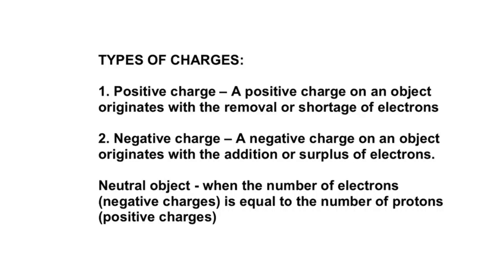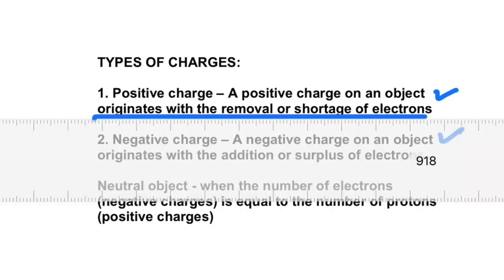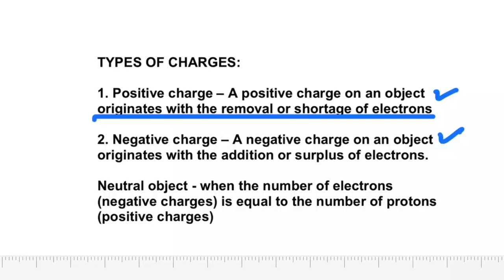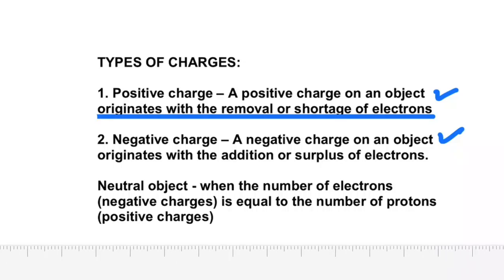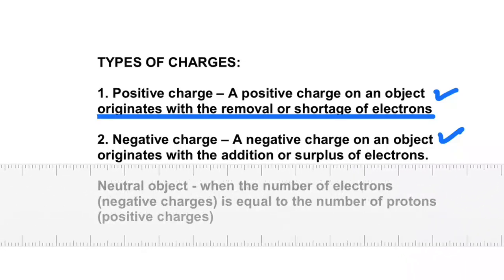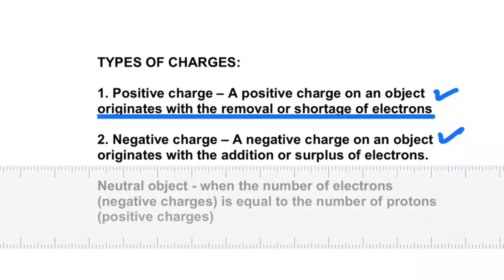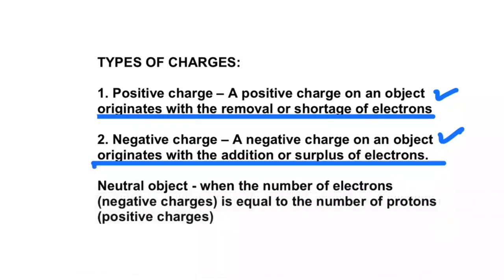So we have a positive charge and a negative charge. A positive charge originates with the removal or shortage of electrons. That is how a positive charge comes about. If you remove electrons or there's a shortage of electrons, we have a positive charge. While a negative charge, on the other hand, originates with the addition or surplus of electrons. These are very precise definitions that you need to be able to recall.